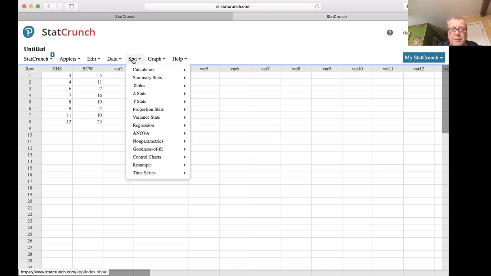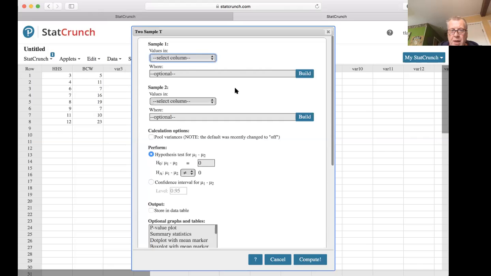Okay, so how do we do that? We go to Stat and down to T Stats. And we have two samples, so we're going to choose two samples. Whoops. And we're going to choose with data because we don't have a summary. Okay, so now we're going to select HHS's variable 1, sample 2 is Bay City Western.